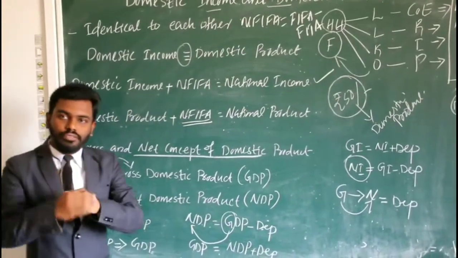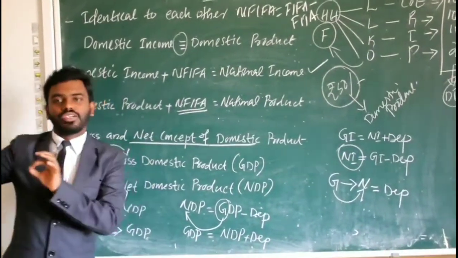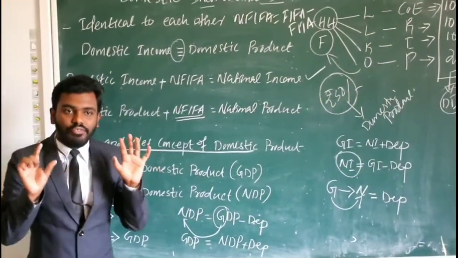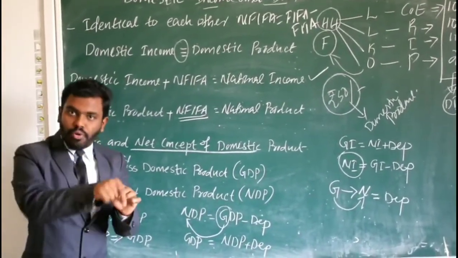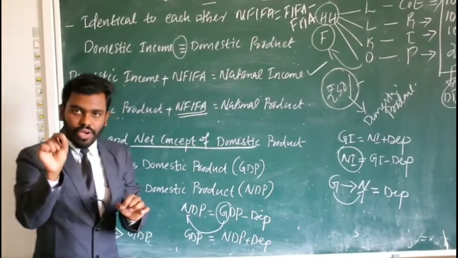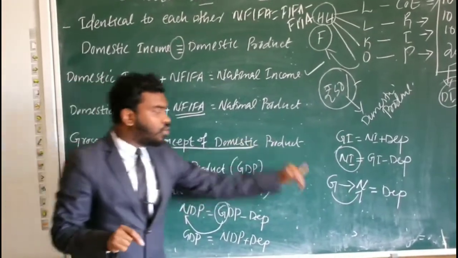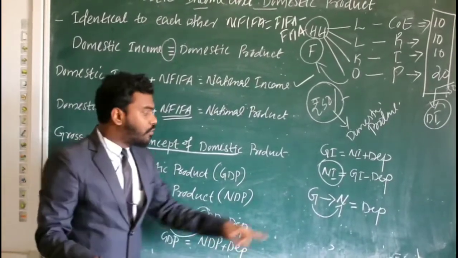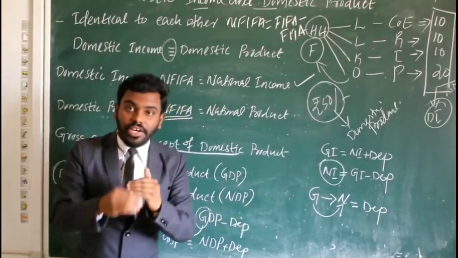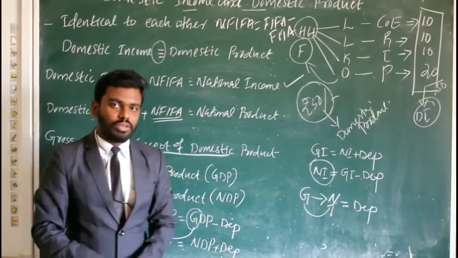If we want to convert domestic product into national product, we need to add NFI, FA. If we want to convert national product to domestic product, we need to subtract NFI, FA. If we want to convert gross into net, we need to subtract depreciation. If we want to convert net into gross, we need to add depreciation.